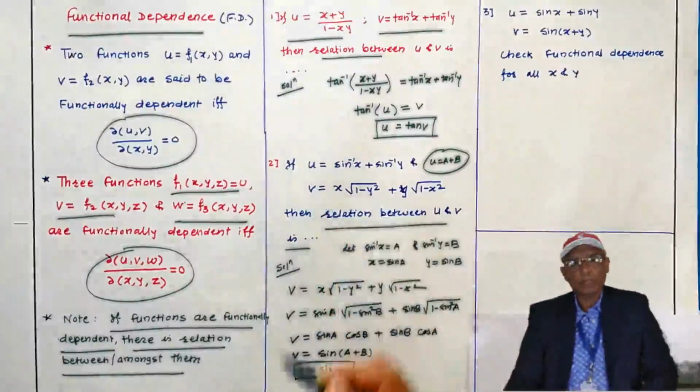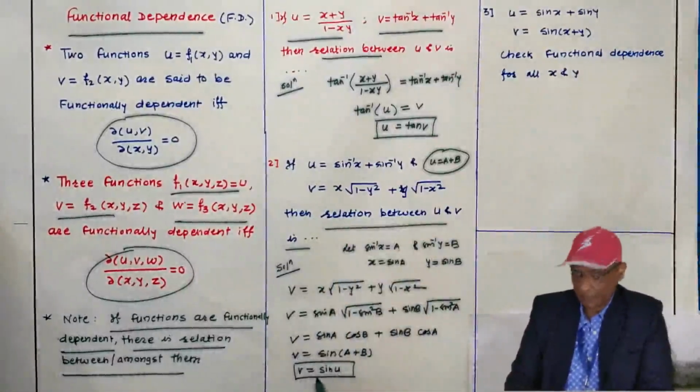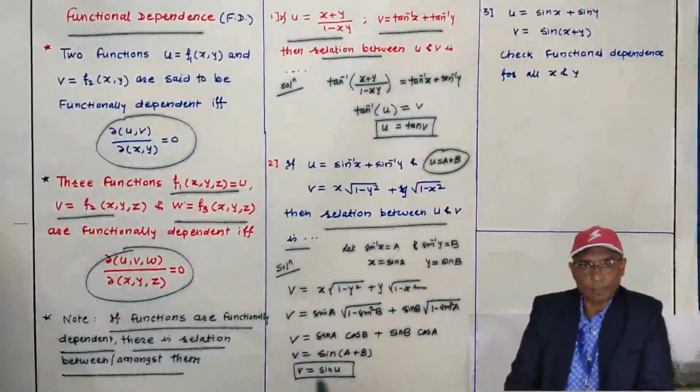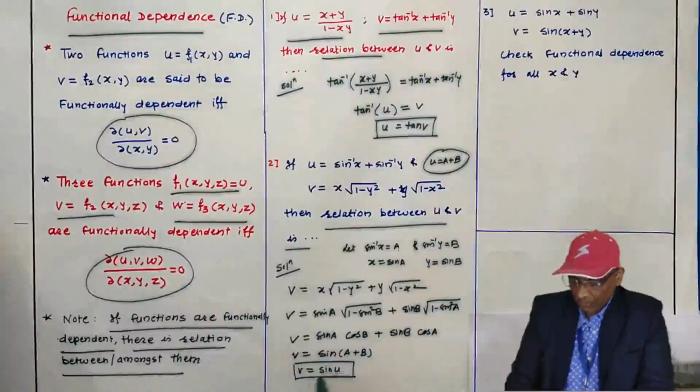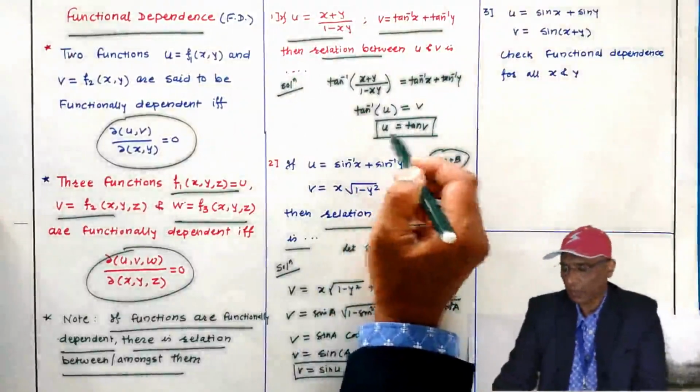So when you find a relation, it should be free from x and y. The presence of x and y should not be there. See, if you look at this, the presence of x and y is not there.